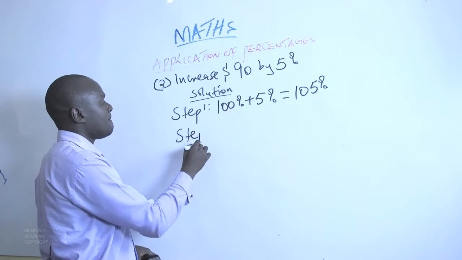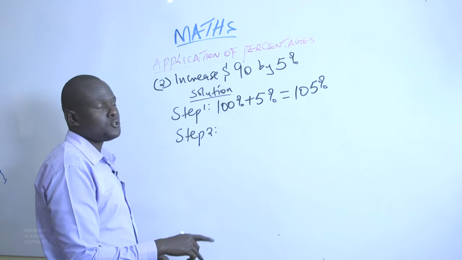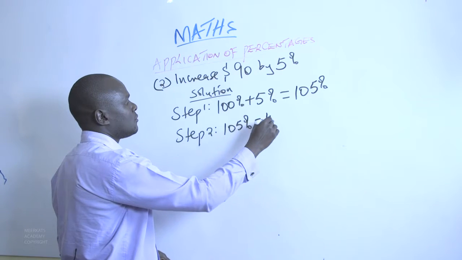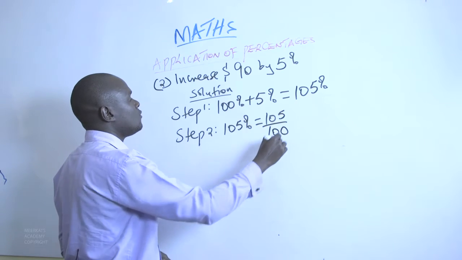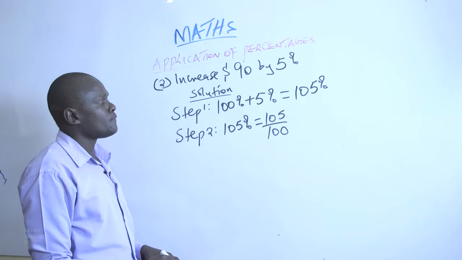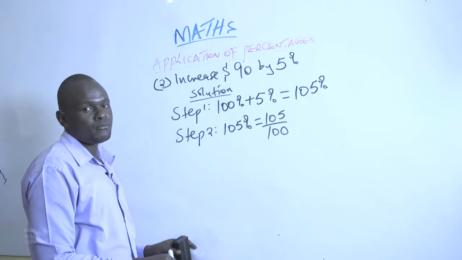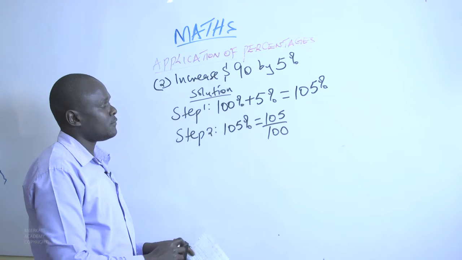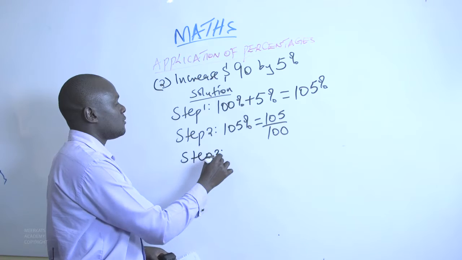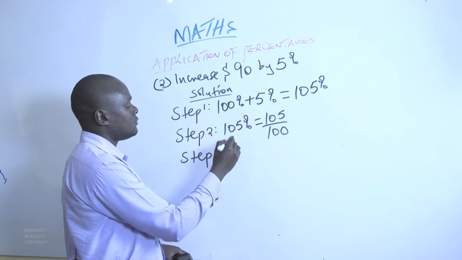And our second step is to express 105% as a fraction or a decimal, which is actually 105 out of 100. There's no need of simplifying this particular fraction. We can do that much later. But as for now, we just use that particular fraction the way it is. And our last step is to multiply this fraction that we have obtained by our amount.